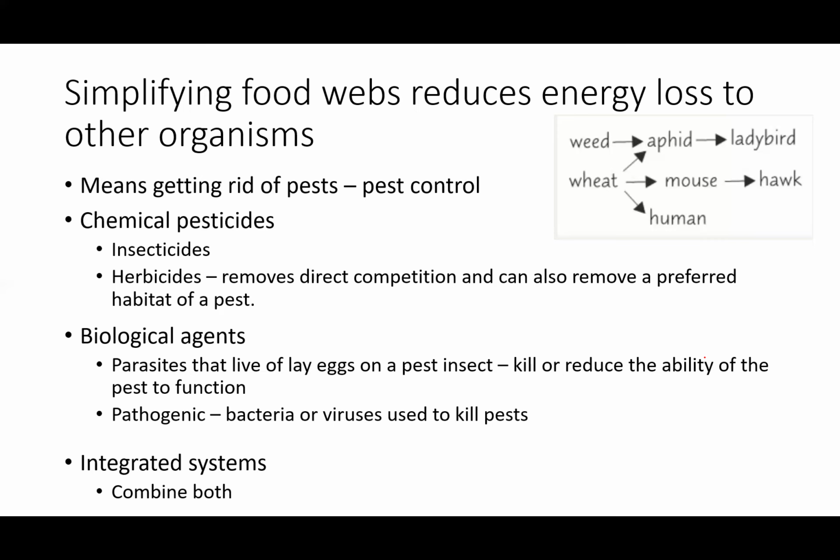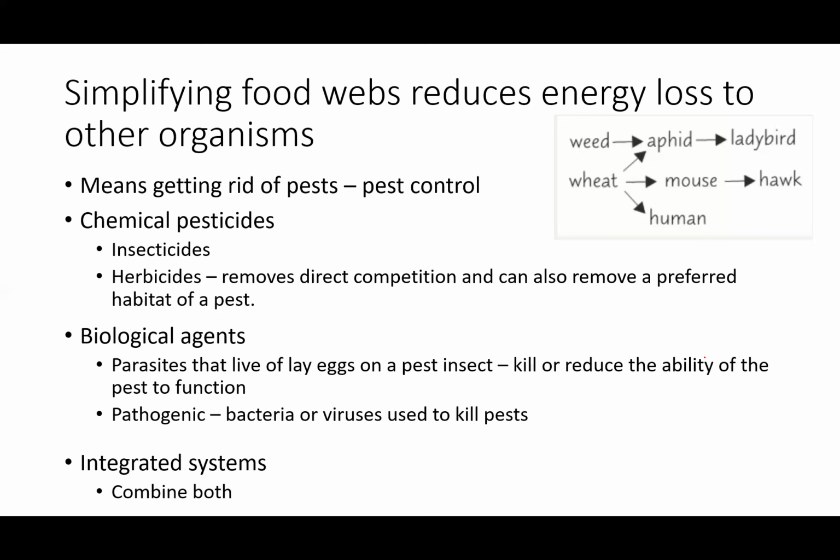It can also remove the preferred habitat of a food source of the insect pests. So this can also help to further reduce their numbers and simplify the food web as well. So if the aphids, for example, their preferred habitat is living in those weeds, if we get rid of those weeds, we've removed their preferred habitat, which means it's less likely for them to be found there.